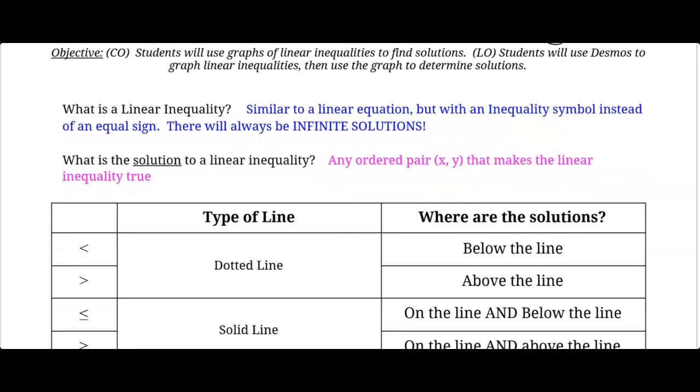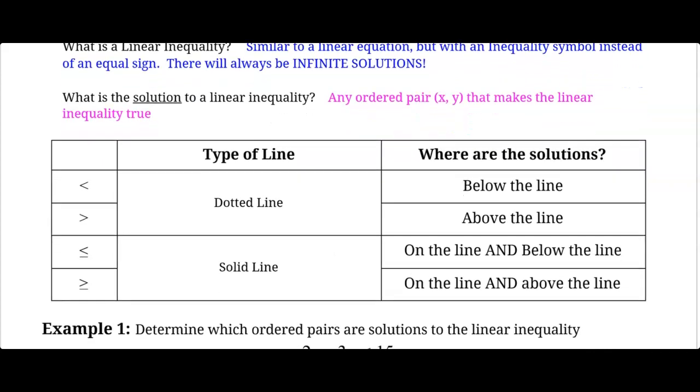So the first thing we need to talk about is what is a linear inequality? It's just like a linear equation, only it has an inequality symbol instead of an equal sign. So remember, that's a less than, greater than, less than or equal to, or greater than or equal to. And there's always going to be an infinite number of solutions. So whether it's on the line or not on the line won't always matter. It'll also matter what side of the line it's on. The solution is going to be whatever ordered pair makes your linear inequality true.